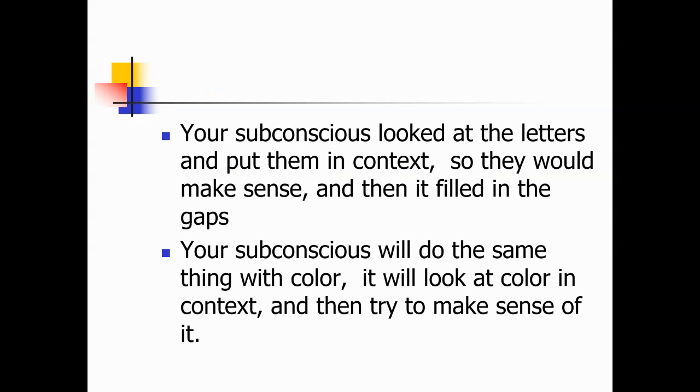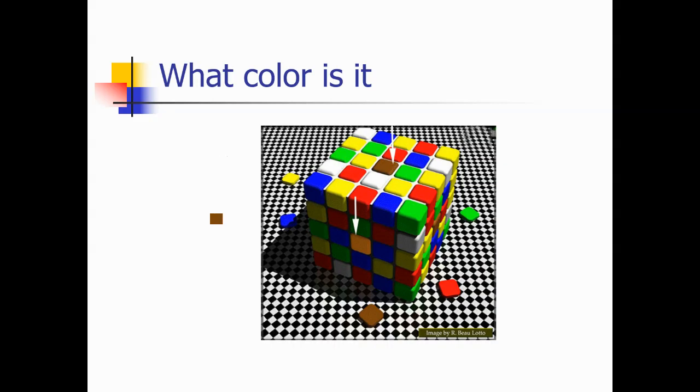Your subconscious does the same thing with color. It'll look at color, put it into context, and then try to make sense of it. So what do I mean by that? Well, let's look at this cube. When you look at this cube, your subconscious is already starting to make judgments. So it's looking at the side that's facing you, and it's determining that that side is in shadow. The top of the cube is in direct light.